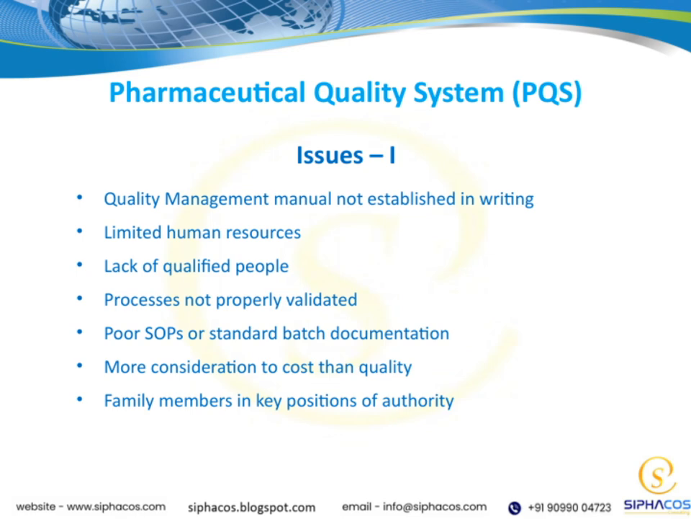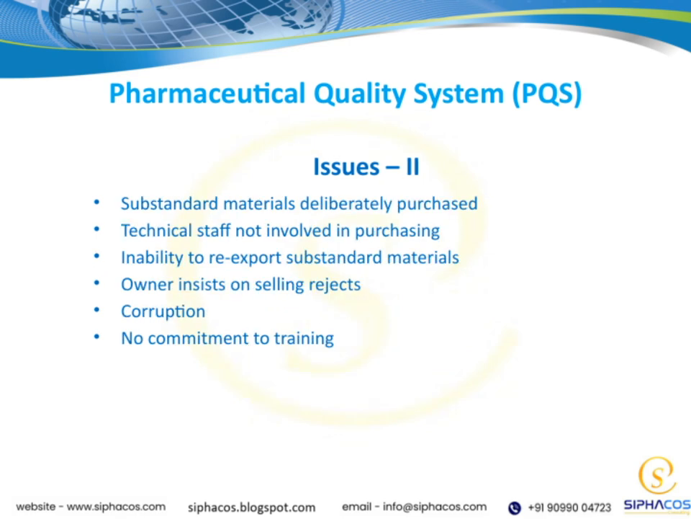All these issues underscore the importance of a robust pharmaceutical quality system, or PQS, which is essential for building a reliable, compliant, and high-quality operation. Addressing these issues is vital for aligning with industry standards and ensuring the safety and efficacy of our products. Let's now look at some of the ongoing issues we've encountered.